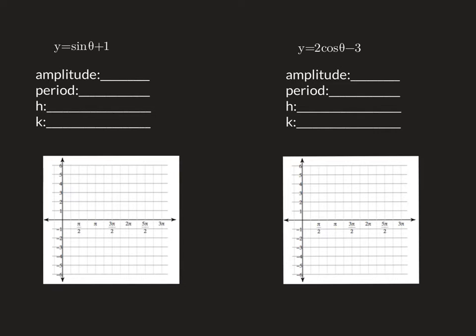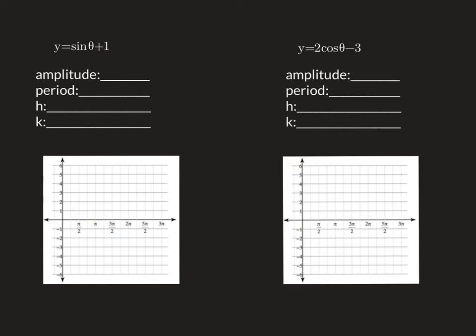The first example that we have is sine of theta plus 1. If you notice in this problem, the piece of information that we have is the K value. The reason I know this is the K value is there are no parentheses around the theta and the 1. There would need to be parentheses around that for it to be the H value. So this is actually my K value.